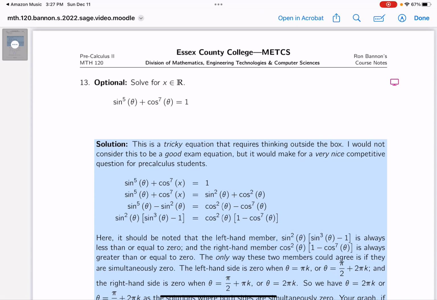Okay, I would consider this to be a pretty difficult problem. Looking at it, even if you're given a hint, you might have a tough time with it. One thing to look at is to rewrite the 1. So let's take a look at this.